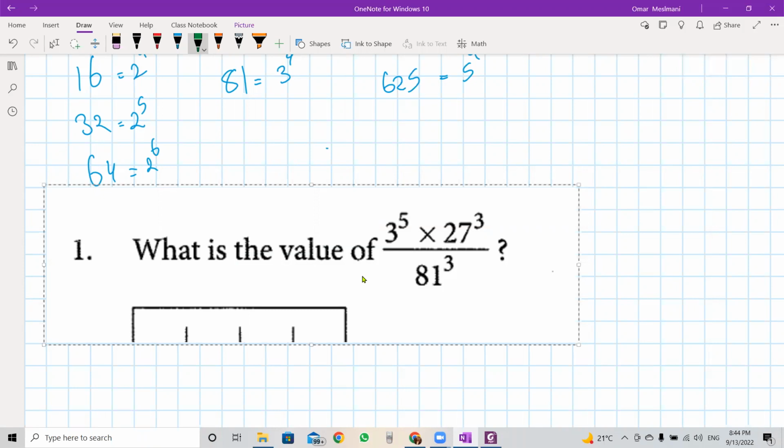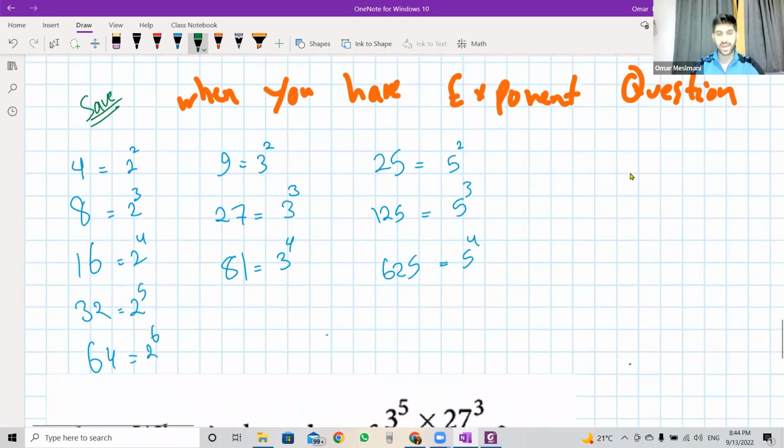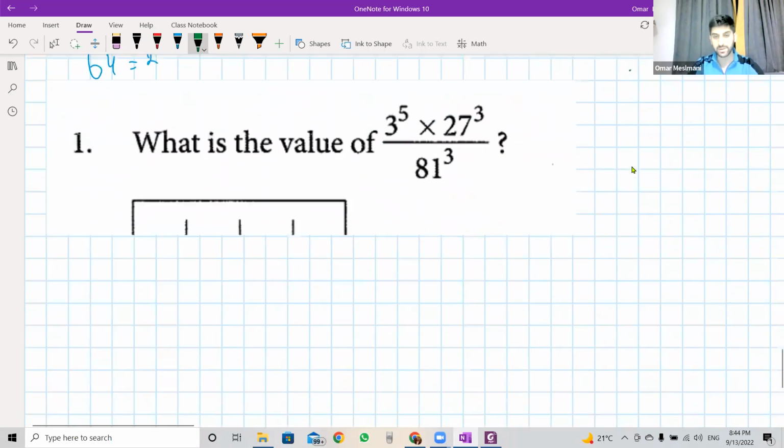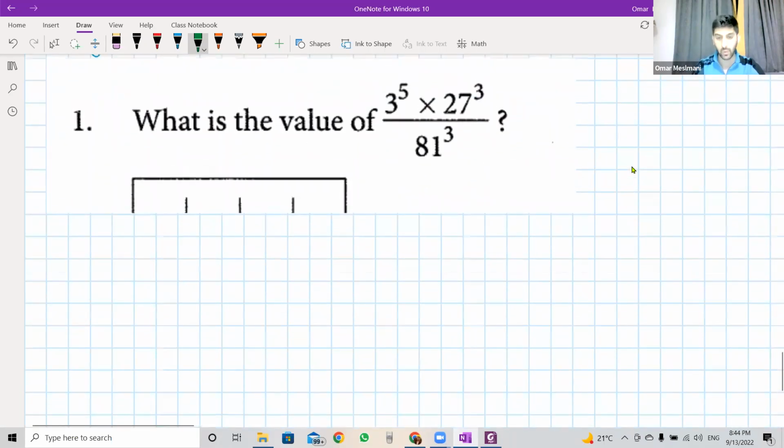Right. Did you see what I told you here? I told you that once you see an exponent question, and if you see any of these numbers, take them and put them as powers, okay? Because they are giving good questions, they are not going to give you random numbers. They will give you well-studied numbers, okay?